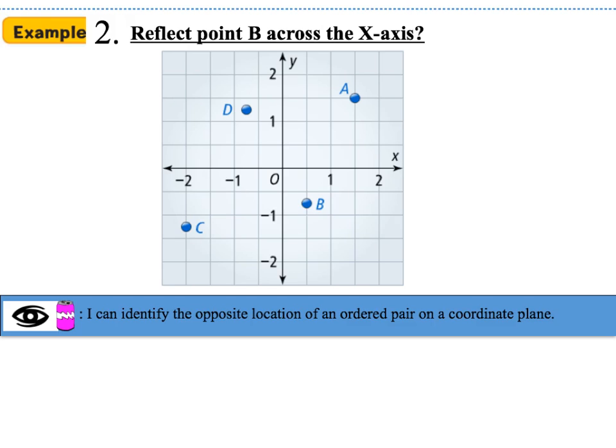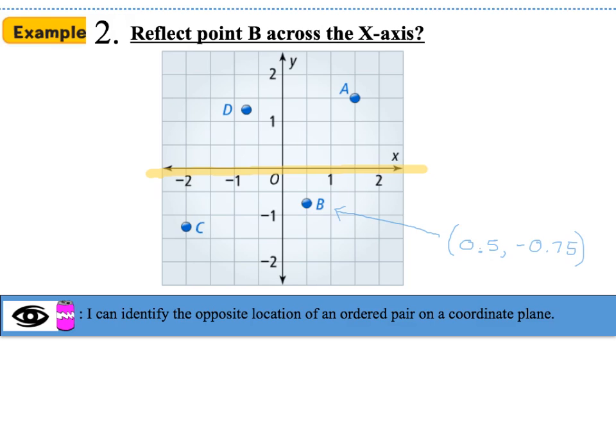For example 2, they're asking us to reflect point B across the x-axis. So I'm going to take a highlighter, and I'm going to highlight the x-axis, which is the one that goes from left to right, because that would be my reflection line. So this problem is asking us to reflect point B along the yellow line. I know that the ordered pair for point B is positive 0.5, comma, negative 0.375.